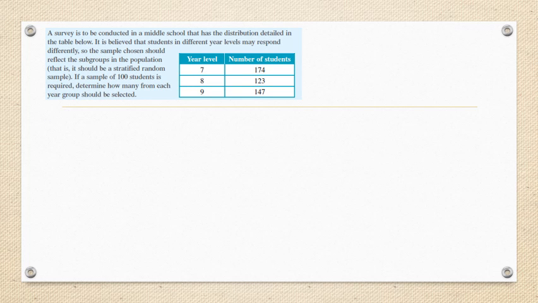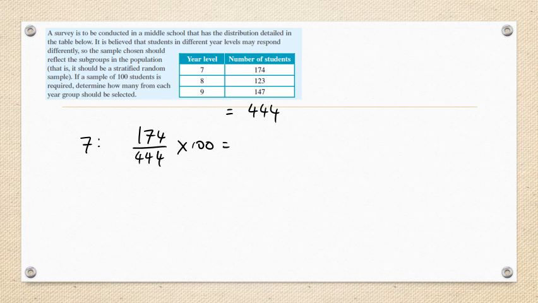A survey is to be conducted in a middle school that has a distribution detailed in the table below. It is believed that students in different year levels may respond differently, so the sample chosen should reflect this group in the population. If a sample of 100 students is required, determine how many from each year group should be selected. First things first, you need to sum up all the people, which gives you 444. For each year level, you want it to be out of 100. You want year 7s. You want 174 out of that.